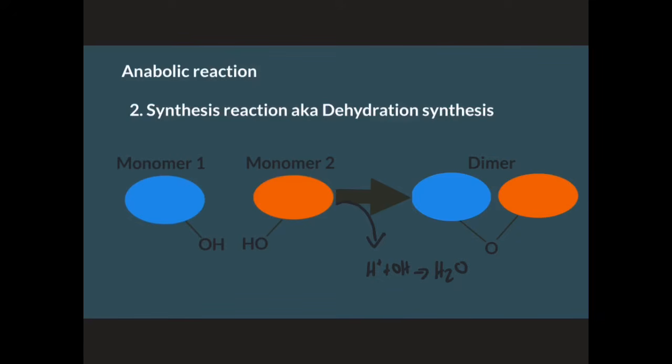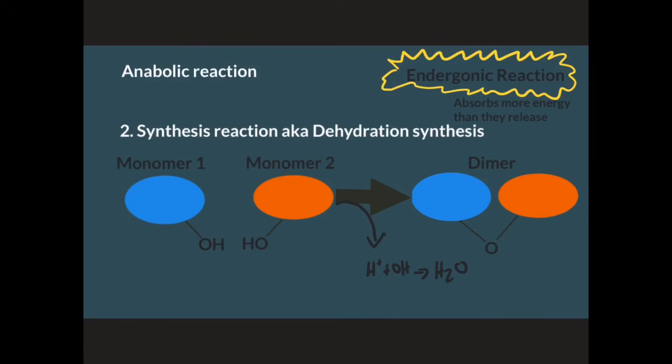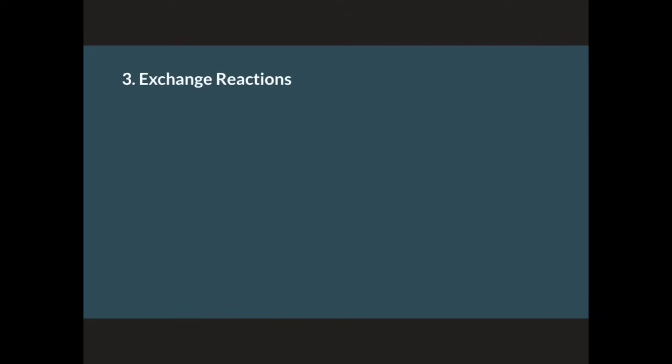This is also why it is referred to as dehydration synthesis, because of the removal of water to put these pieces together. Anabolic reactions are usually endergonic because they absorb more energy than they release. Also, another way to look at this reaction would be A plus B gives you AB. So again, an anabolic reaction is building up, taking smaller molecules and making them into bigger ones.